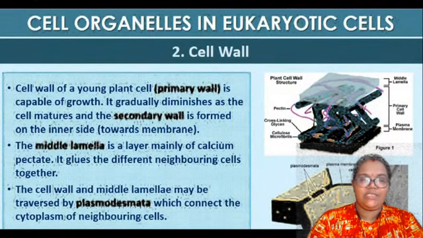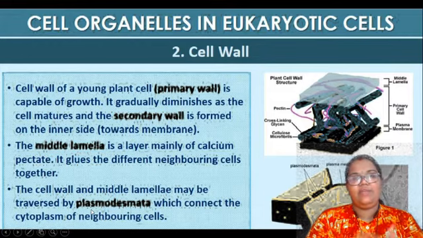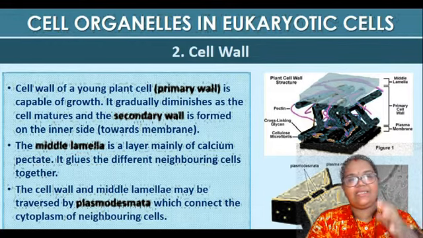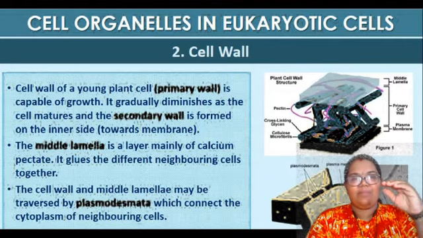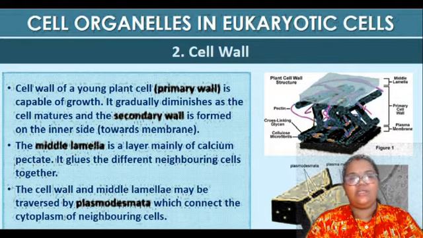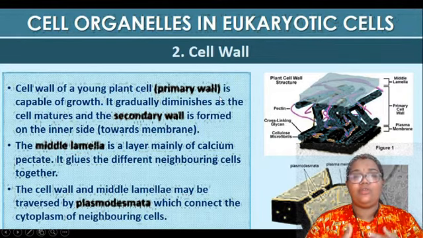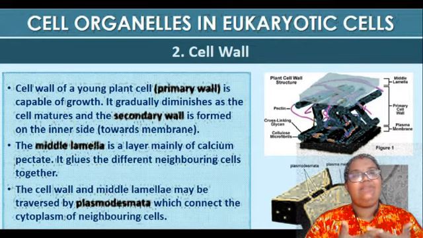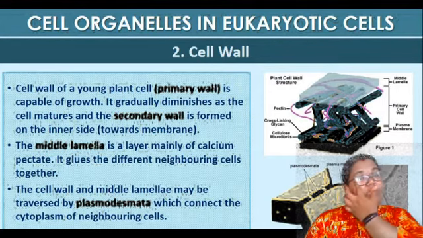Now we are going to the structure of the cell wall. In young plants, there will be a special layer called the primary cell wall. Later it gradually diminishes and is replaced, or matures, into a secondary cell wall. In a young plant cell, the primary cell wall is capable of growth. Normally we said the cell wall is not living, so how will it grow?